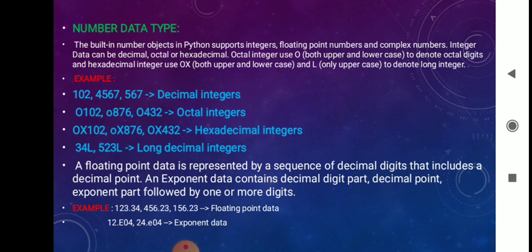A floating point data is represented by a sequence of decimal digits that can include a decimal point. These are all very known things. Decimal in the sense of 10.5, 1.5. There we use one small decimal point. The same thing we are going to use within the program with the name floating point. And exponent data contains the decimal digit part, decimal point, and exponent part followed by one or more digits.